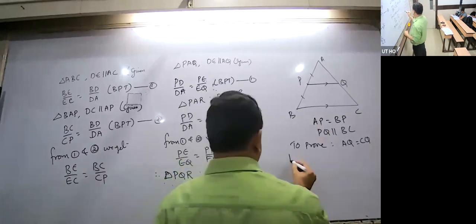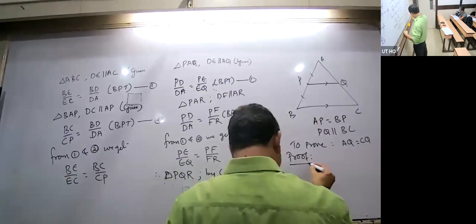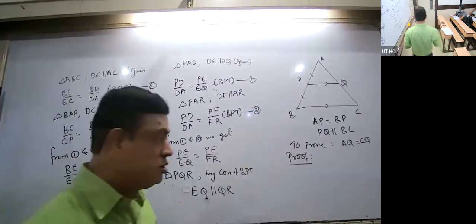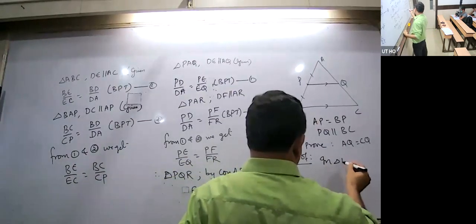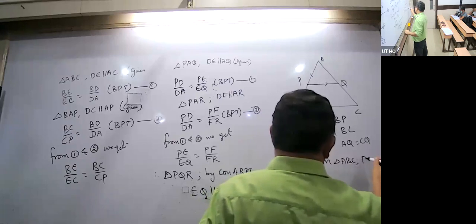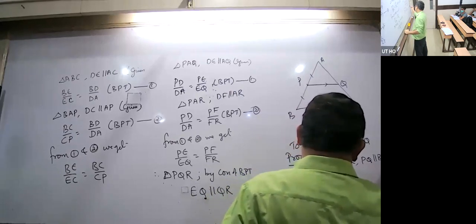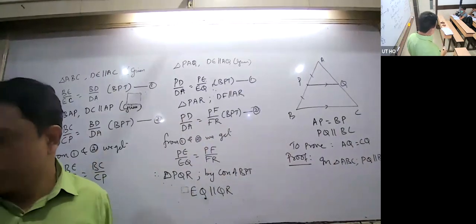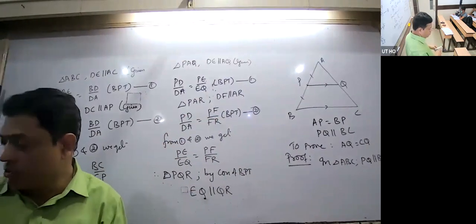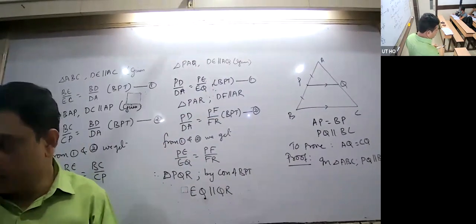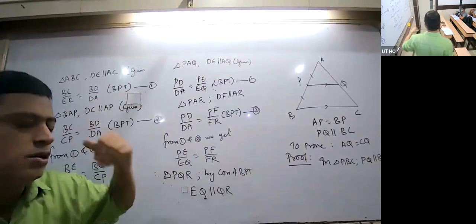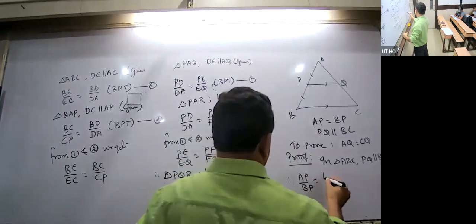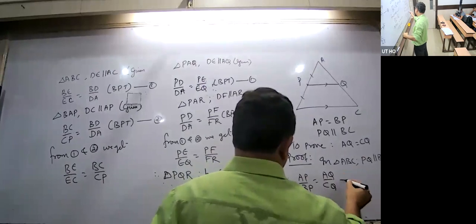Proof. Risha, you are reading just early. Apply now, parallel is there. So you write, in triangle ABC, what is parallel to what? PQ is parallel to BC, given. Apply the theorem. PQ parallel to BC means which theorem can you apply? So apply now. Therefore, AP upon BP is equal to AQ upon CQ. Got it now?